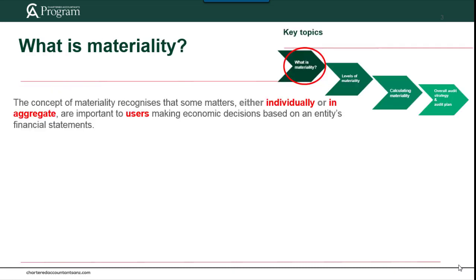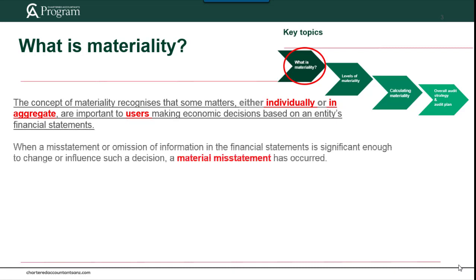So let's start with what is materiality. In auditing, the concept of materiality recognises that some matters, either individually or in aggregate, are important to users making economic decisions based on an entity's financial statements. When a misstatement or omission of information in the financial statements is significant enough to change or influence such a decision, a material misstatement has occurred.